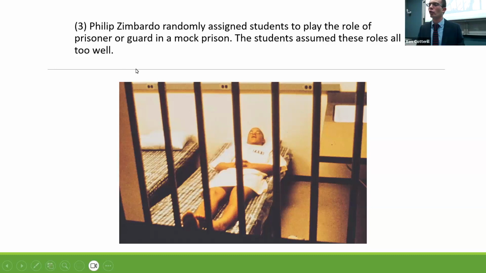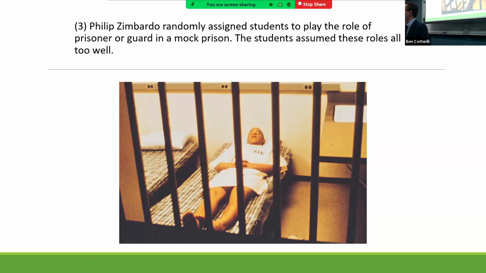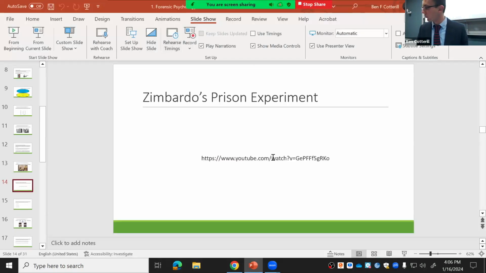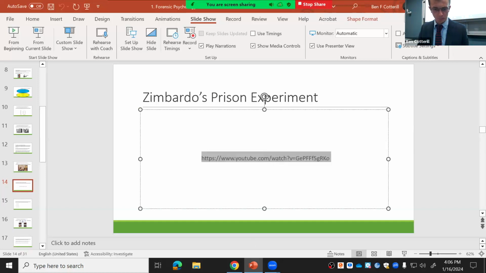In fact, the students assumed these roles all too well, okay? The experiment was meant to run for 2 weeks, but it didn't even last 1 week, okay? Because some of the guards were enjoying their roles far too much, the power that they had over the prisoners, okay, would torment and humiliate them in some extreme cases. Let me play this video actually as an example of what I'm talking about.